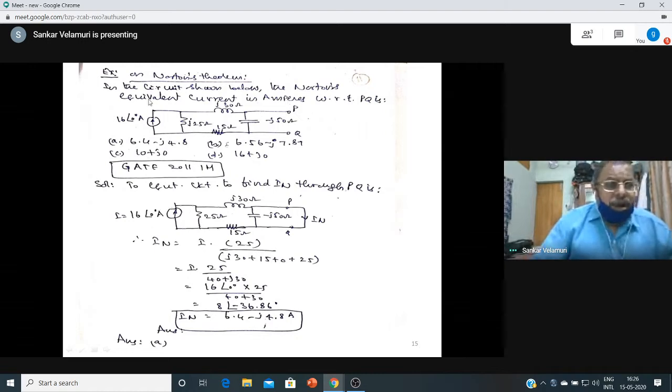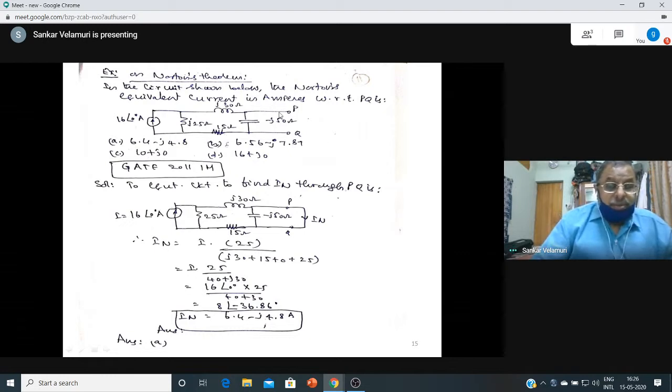In the circuit shown below, the Norton's equivalent current in amperes with respect to PQ is? So 16 at angle 0 is the current source that is being mentioned. This is j25 ohm, that is inductive reactance ohmic value. This is j30 ohms, inductive reactance ohmic value. Even for 30 ohms, the j notation need not be given, but luckily you are being given. This is minus j50 ohms capacitive reactance, and this is 15 ohms resistance.